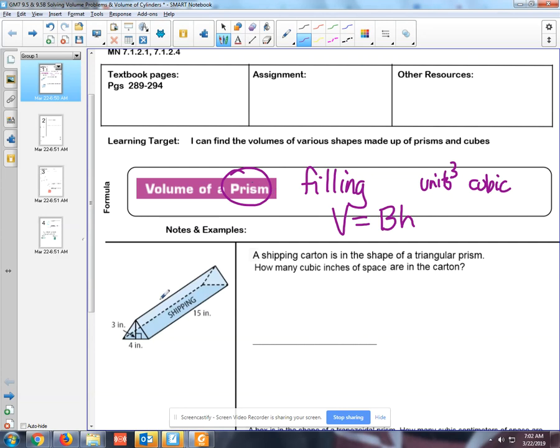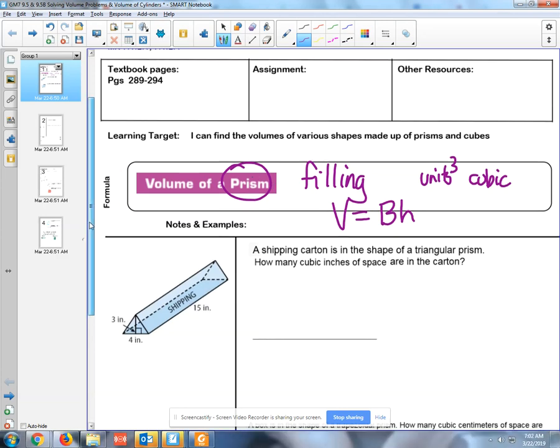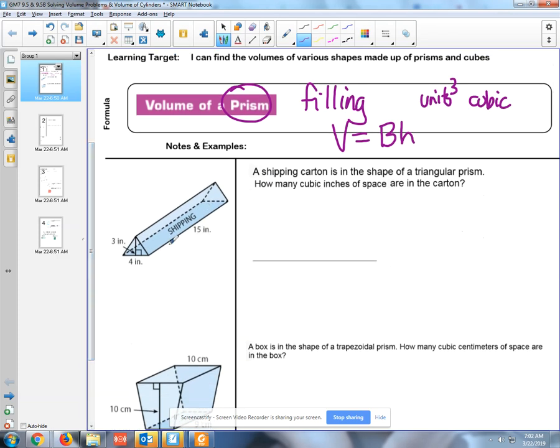So let's take a look at an example here, and the more we use it, the better we'll get at it. Here is a shipping carton that's shaped like a triangular prism. In fact, think of the two triangles here as the bases. I know it looks like it's laying on this side, but I need you to envision it standing up so that this triangle is a base, a little base.